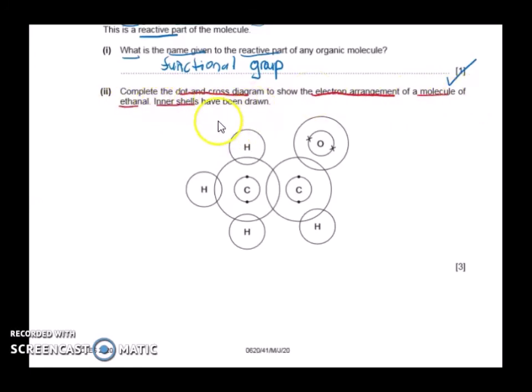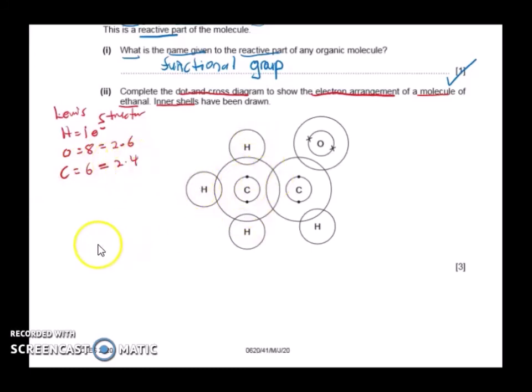The inner shell has been drawn. To get a better result on this, we have to draw the Lewis structure. Let me explain how this is done. Hydrogen has 1 electron. Oxygen has 8 electrons, so its arrangement will be 2.6. And carbon has 6 electrons, so its electron arrangement will be 2.4.